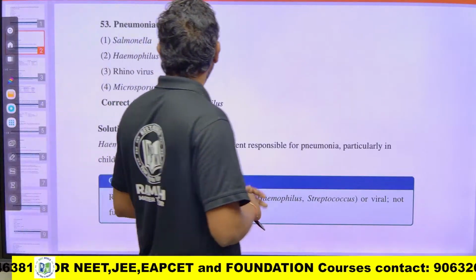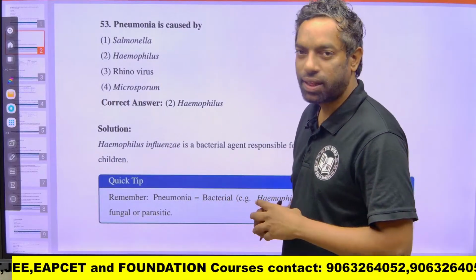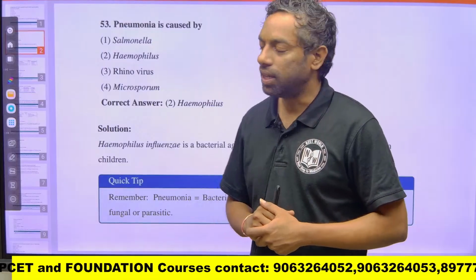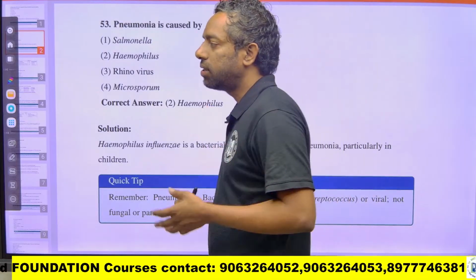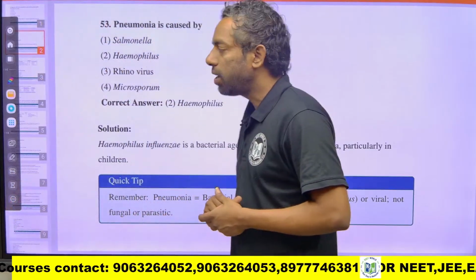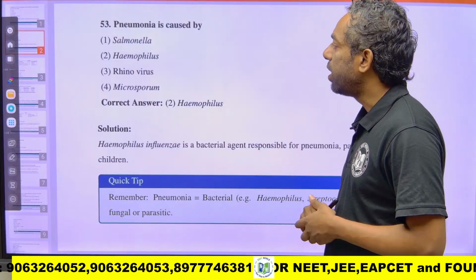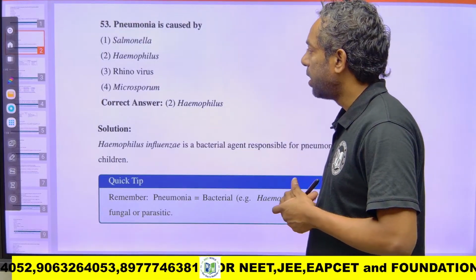Next question. Pneumonia is caused by... this is the health and disease, human health and disease. The question will come each time from health and disease, there is a sure question, guys. Okay. Pneumonia is caused by Salmonella, Haemophilus, Rhinovirus, Microsporium.